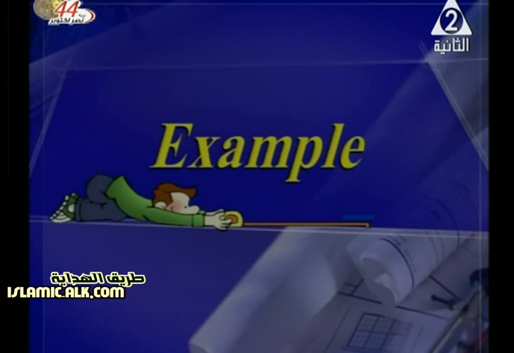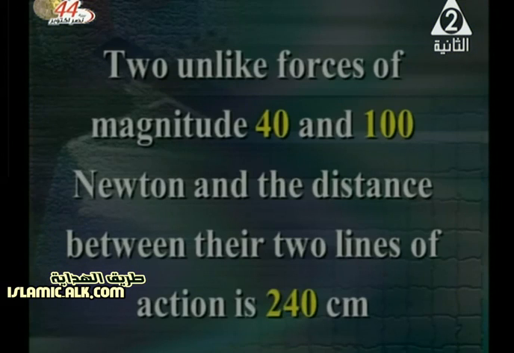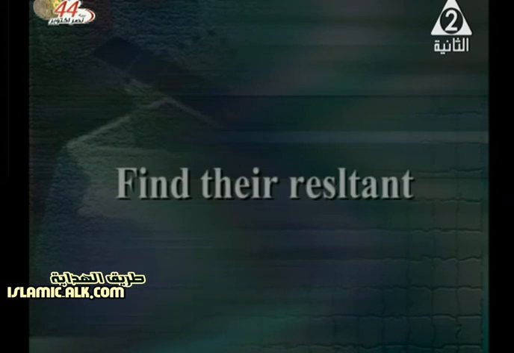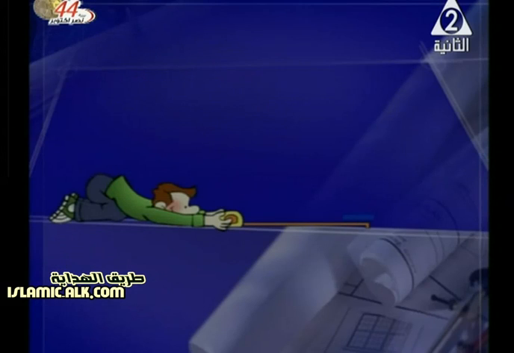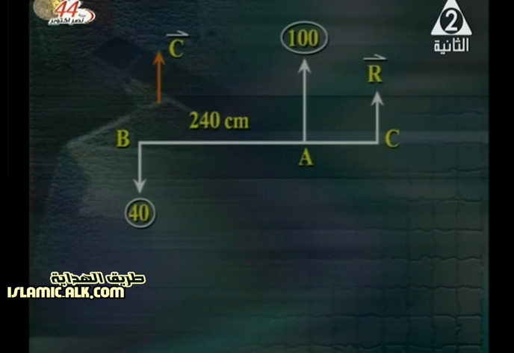Example: two unlike forces, of magnitude 40 and 100 Newton, and the distance between the two lines of action is 240 centimeters. Find their resultant. Dear student, look, we have two forces, 40 and 100 Newton.